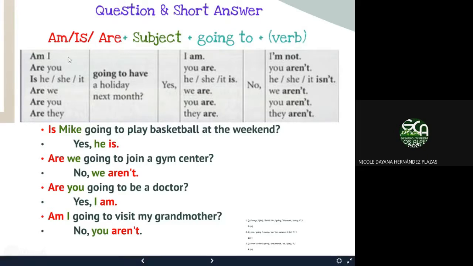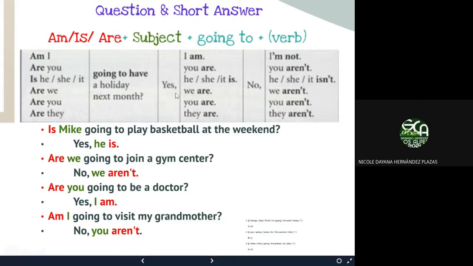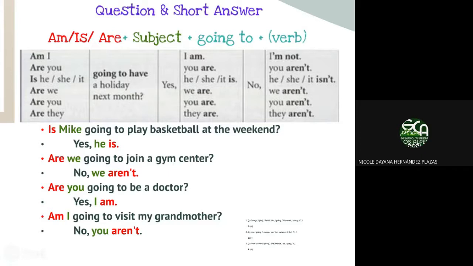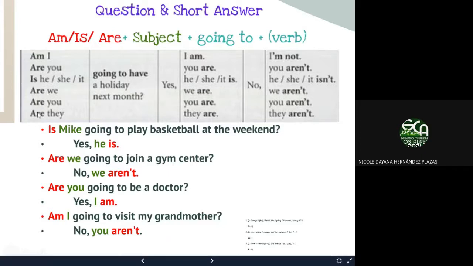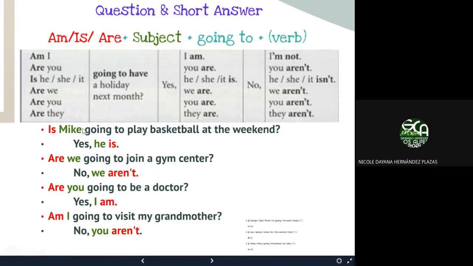The next one, look at this one. For example, are we going to have a holiday next month? ¿Cómo es la respuesta? How is the answer? Yes, we are. No, we aren't. For example, this one, are they going to have a holiday next month? Yes, they are. No, they aren't. So let's take a look at these examples we have here and at the answers.